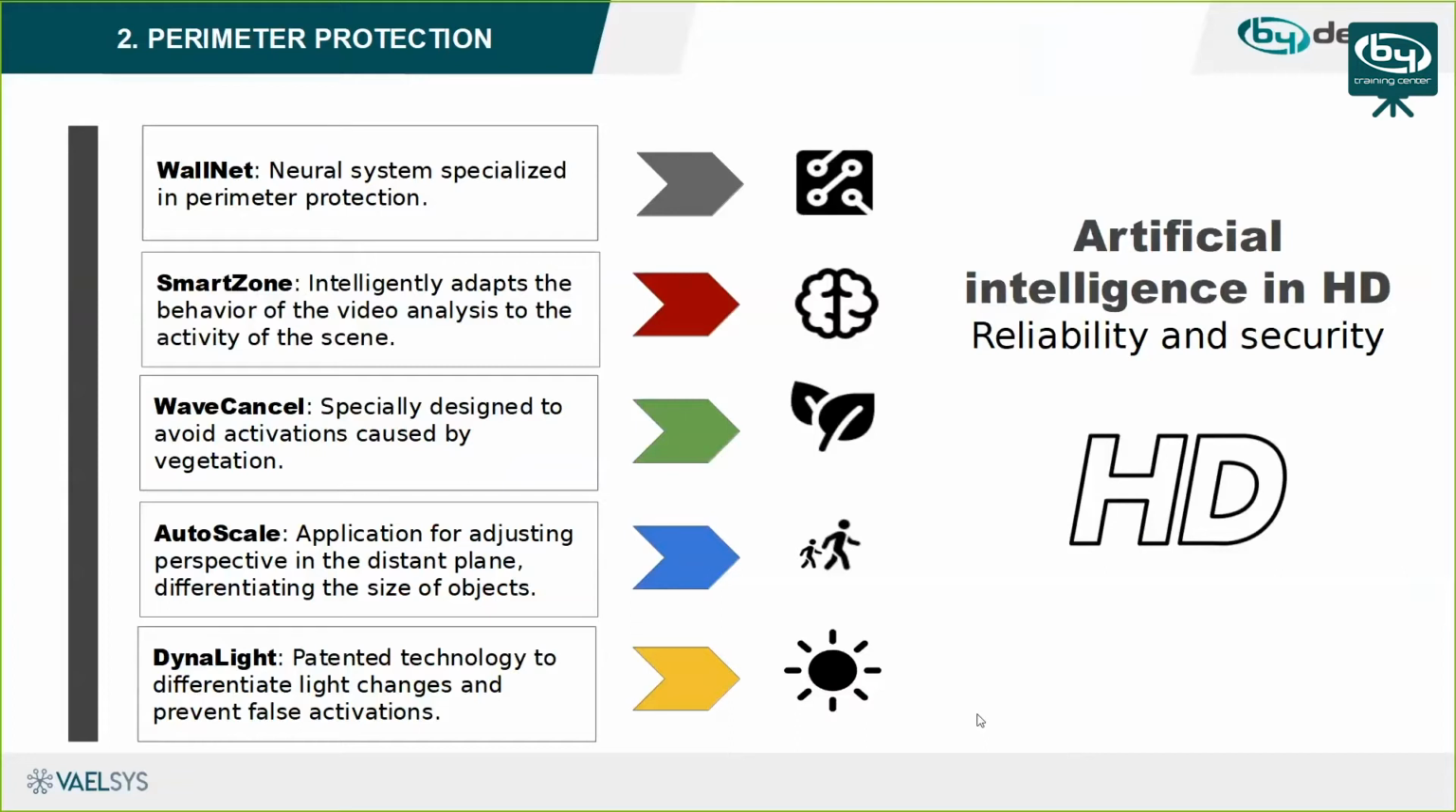Then we have Autoscale, which is an application for adjusting perspective in the distant planes. Let's say you have a person far away in your viewed area. You can have different setups for, let's say, the distant plane and the near plane, and then you can differentiate the size of objects. And we also have Dinlight, which is a patented technology to differentiate certain light changes in order to prevent false activations.